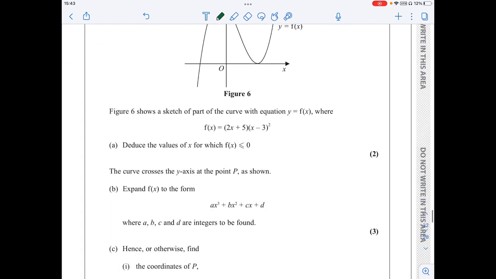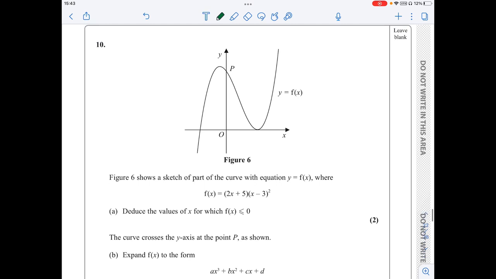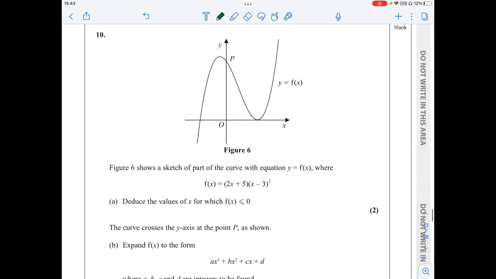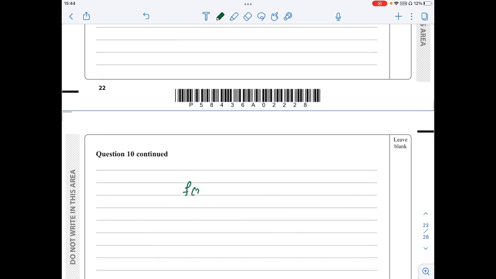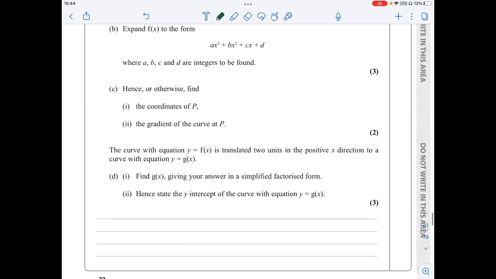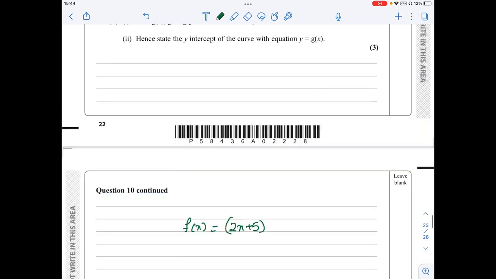Question number 10. Figure 6 shows the sketch of the curve where f(x) = (2x + 5)(x - 3)^2. Find the values of x for which f(x) is less than or equal to 0. f(x) should be less than or equal to 0. For that, what should be the case? We will be writing f(x) = (2x + 5)(x - 3)^2.